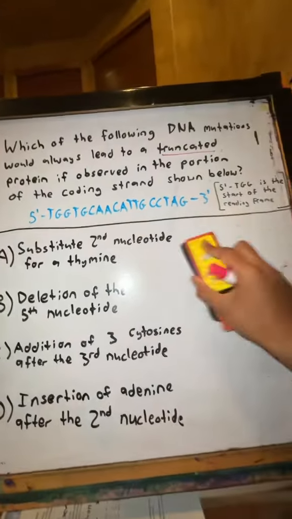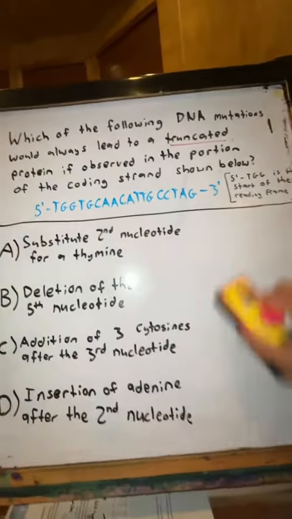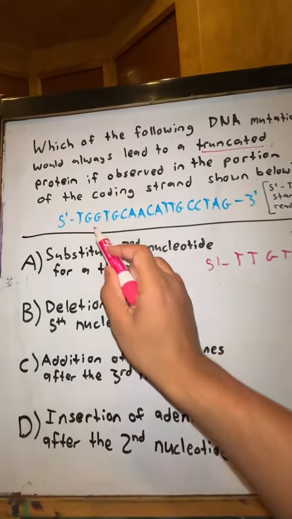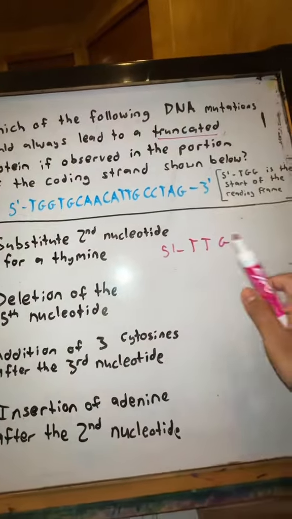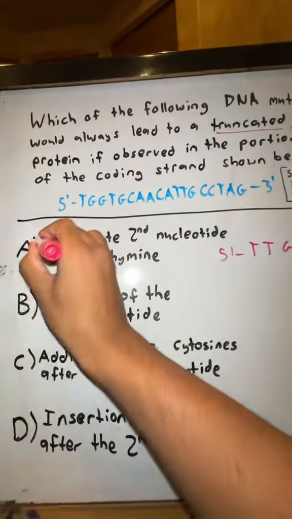The first one, substituting the second nucleotide for a thymine. If we do that, it's saying that we're going to have T, T, G, T, and whatever, right? Now, looking at this to begin with, we don't see any stop codons other than right here, this TAG. But if we just substitute a T right here, that's not going to change anything else. We're looking at this specifically as well, right? TTG is not a stop codon, so nothing else is going to change. So A is not going to be our answer.